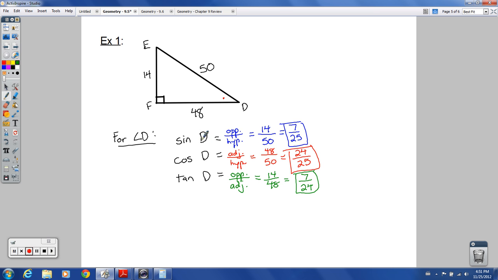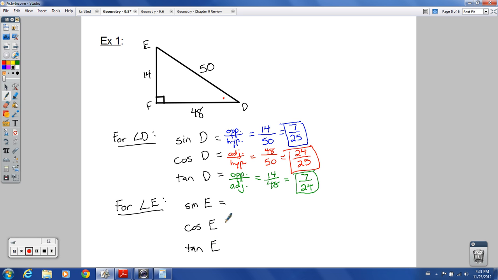If it just is asking for the sine of a certain angle and you were given both sides, it's just going to be a fraction. So let's also figure it out for the other acute angle in this picture, which would be angle E. So for angle E, what is the sine of E? What is the cosine of E? And what's the tangent of E?